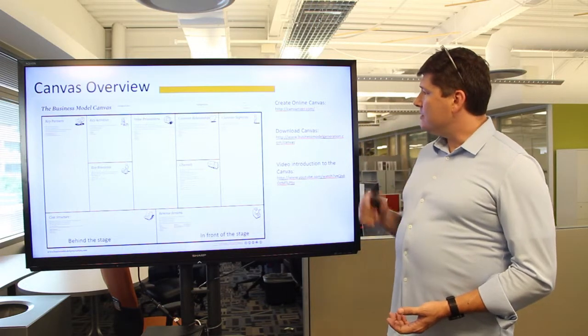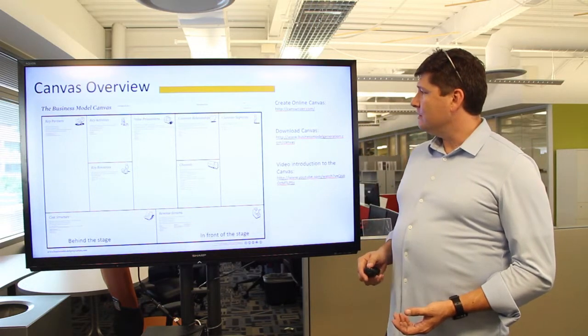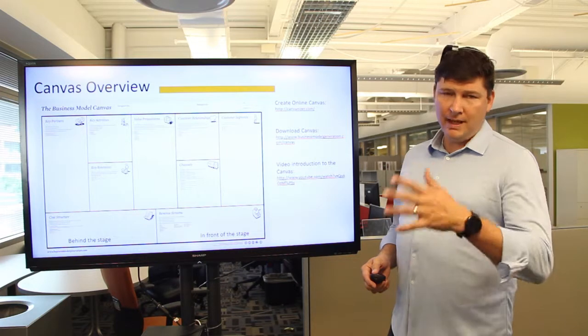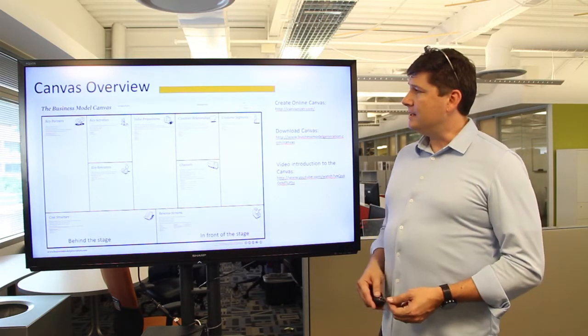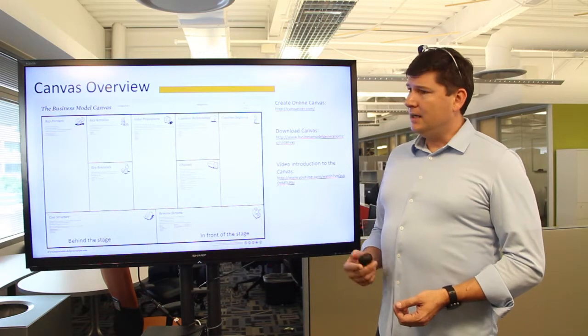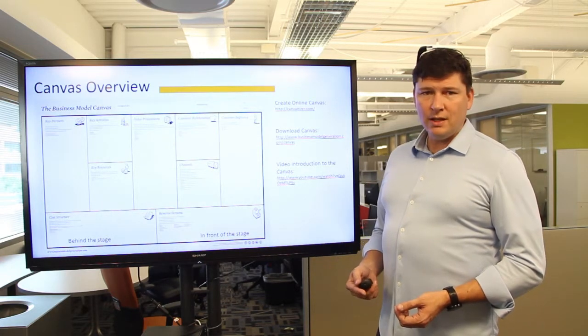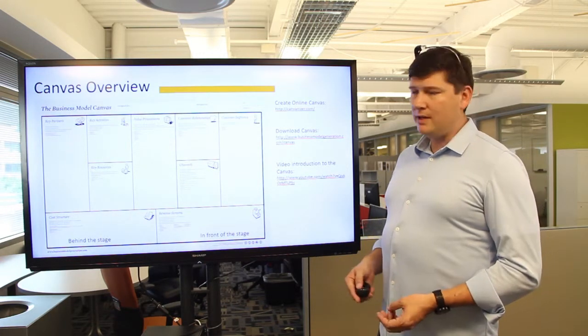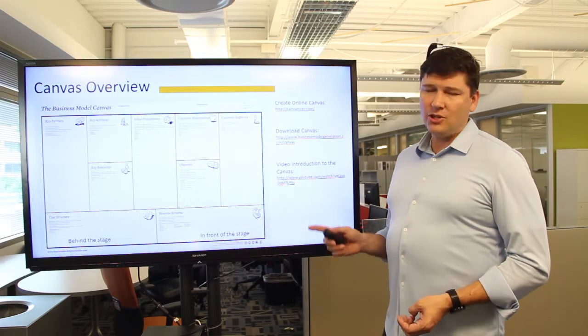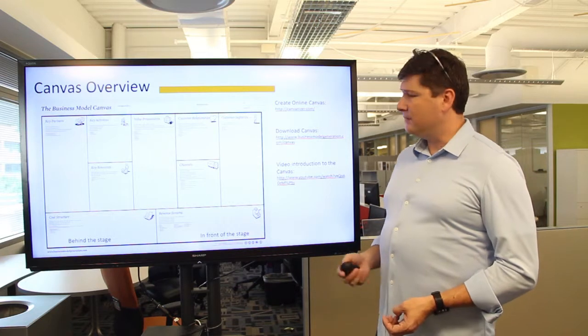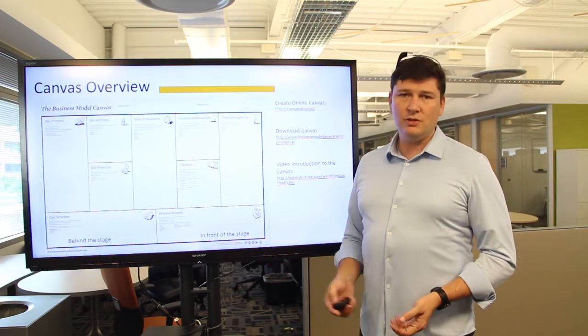So we use a product called Canvanizer. It's an online canvas that you can fill out and look at iterations for. I know that Alexander has Strategizer that they use. It's a for-fee product. You can also go to businessmodelgeneration.com/canvas and get the canvas so you can use it yourself, print it out.